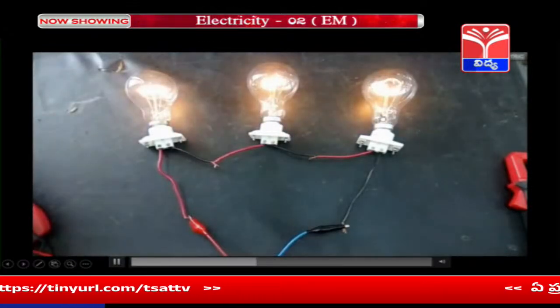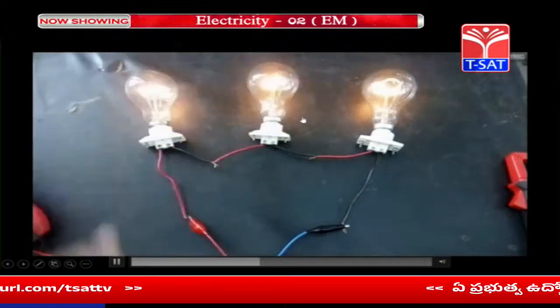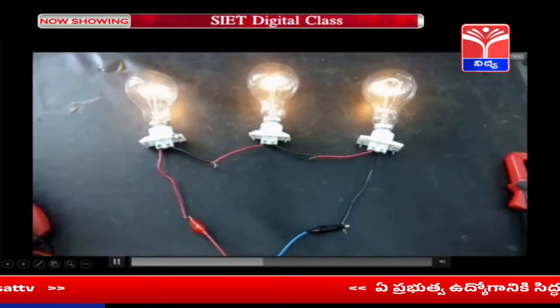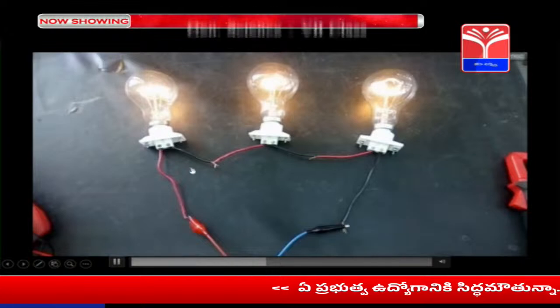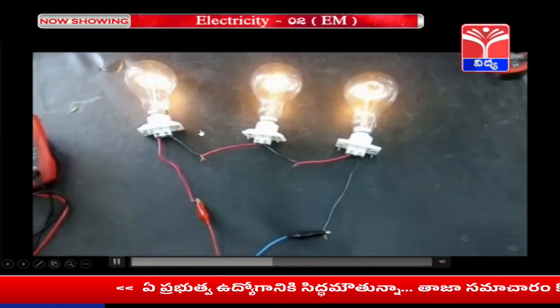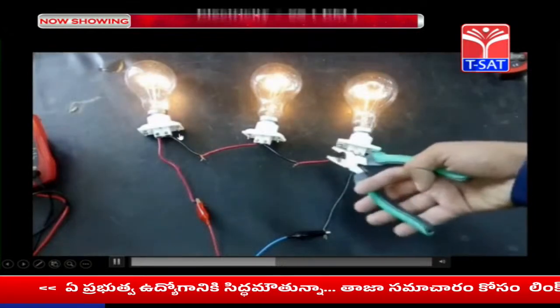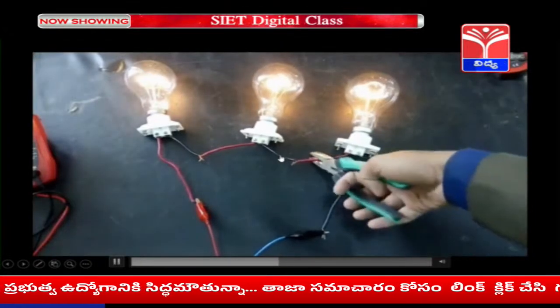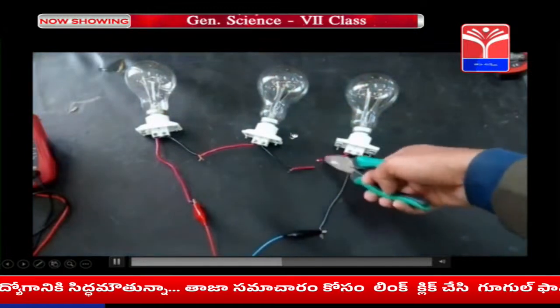Now, all bulbs are glowing. You see, the first bulb is glowing, the second bulb is somewhat dim, the third bulb is still somewhat dim. Why? Because the current flows in this direction to this bulb, and then to the third bulb. Now, if I cut the bulb, you see all bulbs stop glowing.